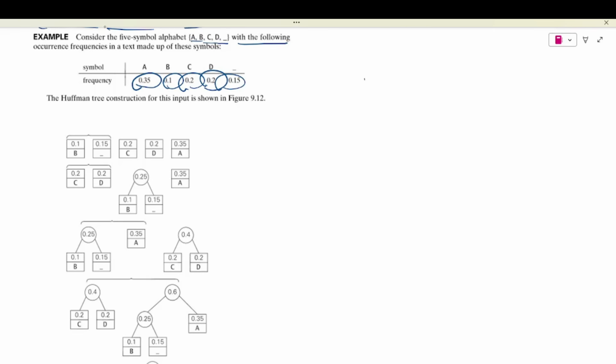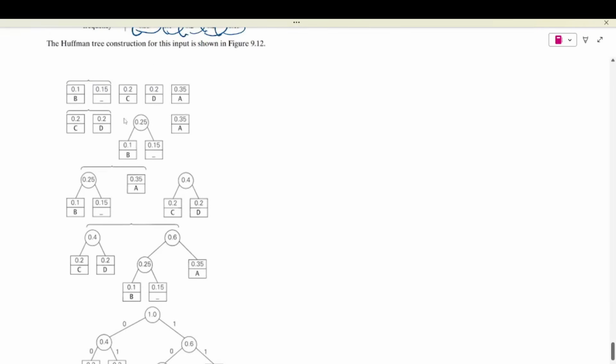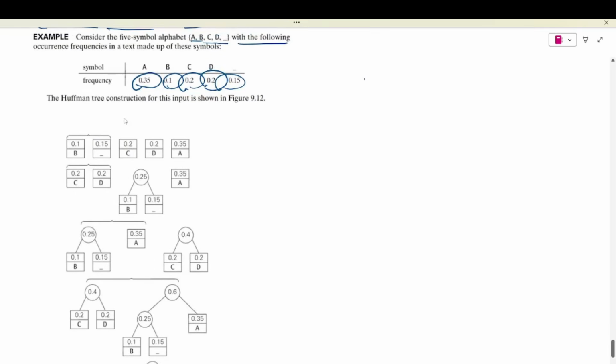Now what you have to do is construct the Huffman tree. You will just be writing it out. For the Huffman tree, you will be taking B and underscore, A, D and all, and just seeing them. The minimum 2 values you will be adding. Now what you added, 0.1 and 0.15, became 0.25.